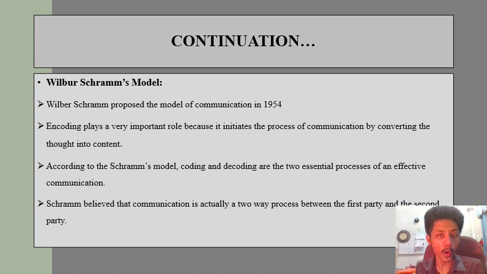According to Schramm's model, encoding and decoding are the two essential processes of effective communication. He also emphasizes that communication is incomplete unless the sender receives feedback from the recipient. Imagine a person sharing his thoughts with his friend and his friend not responding to him. Is that communication complete? No. Schramm believed that communication is actually a two-way process between the first party and the second party.